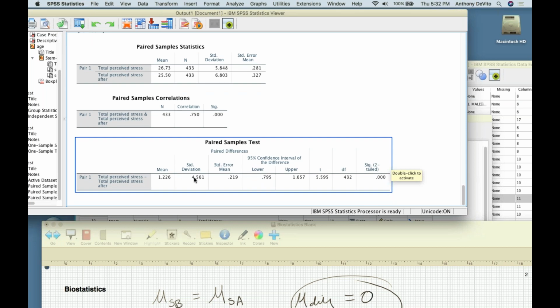You'll notice also it calculates a confidence interval. So the mean difference was 1.26 with a confidence interval of 0.795 to 1.657. 0.8 to 1.6 is the 95% confidence interval for the mean difference. Okay, what does that tell you? What's not between those two numbers? 0 is not between those two numbers. That's more evidence that you can say that the mean difference in stress is different than 0, because 0 is outside of the confidence interval for the mean difference for those 400 people.